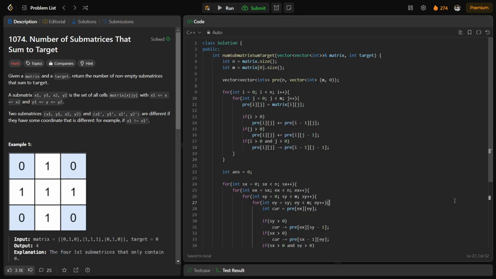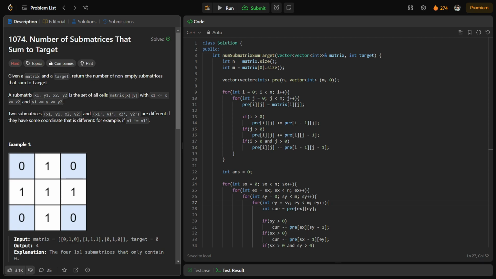So in this video, we are going to discuss the Leetcode problem of the day, and today's problem is number of submatrices that sum to target, and it is a hard level problem. This problem is not necessarily very hard, it's just one concept that if you have not studied, you might find this problem difficult, right?